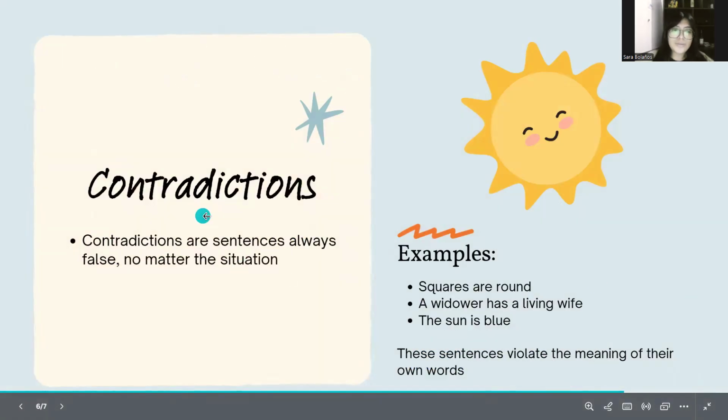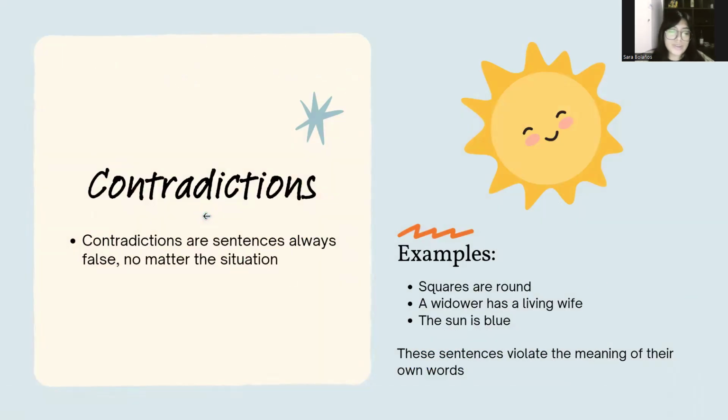Finally, let's talk about contradictions. A contradiction is a sentence that is always false in every possible situation. For example, a square is round. It's false because squares have four sides and are not round. Another example is, a widower has a living wife.